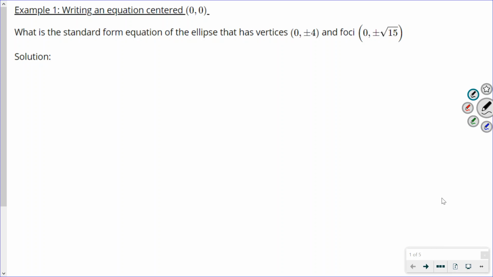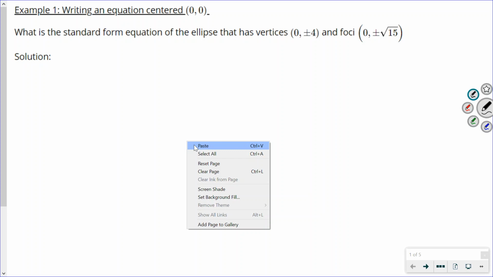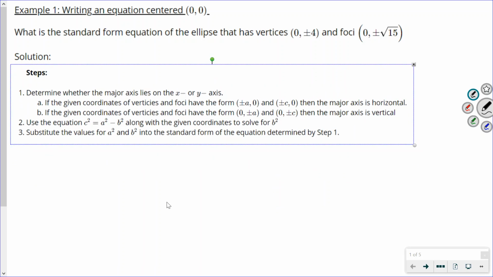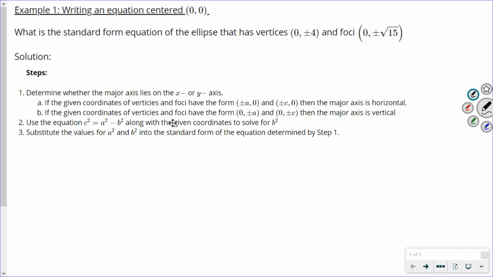For example, we're going to write an equation for an ellipse centered at 0, 0. Let's recall our steps that were given to us in the notes. There's 3 steps. Step 1 is to determine if its major axis is on the x-axis for horizontal or on the y-axis for vertical. Then we want to use c squared equals a squared minus b squared to find what b squared is. And the last step is to plug it into our equation.